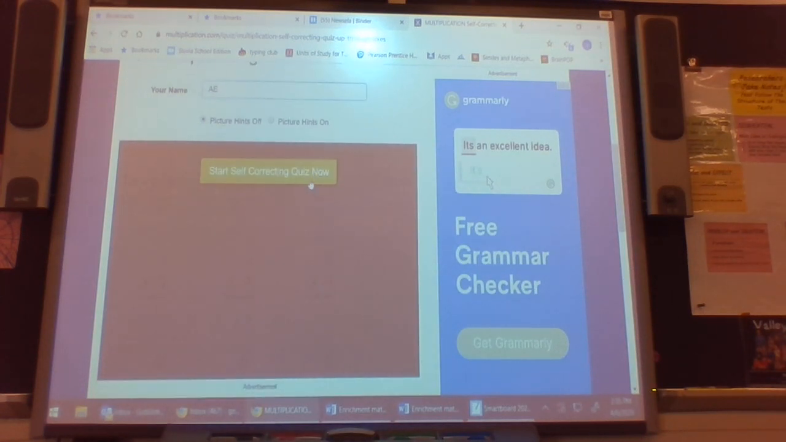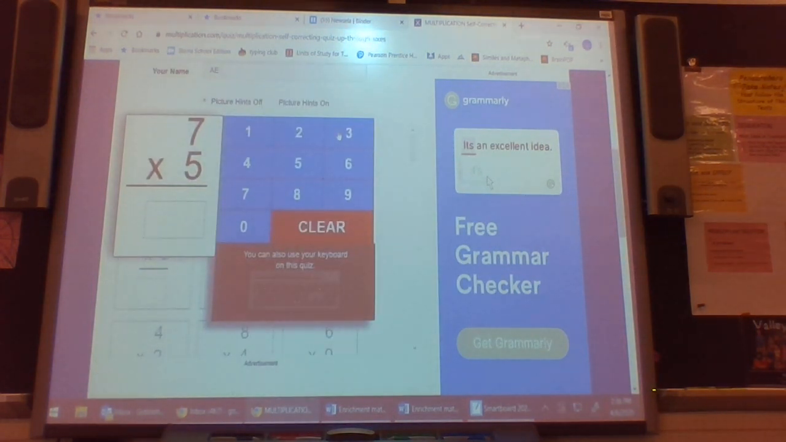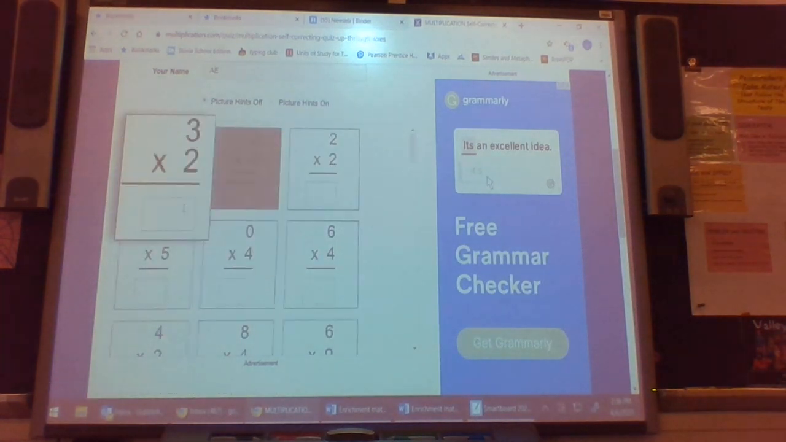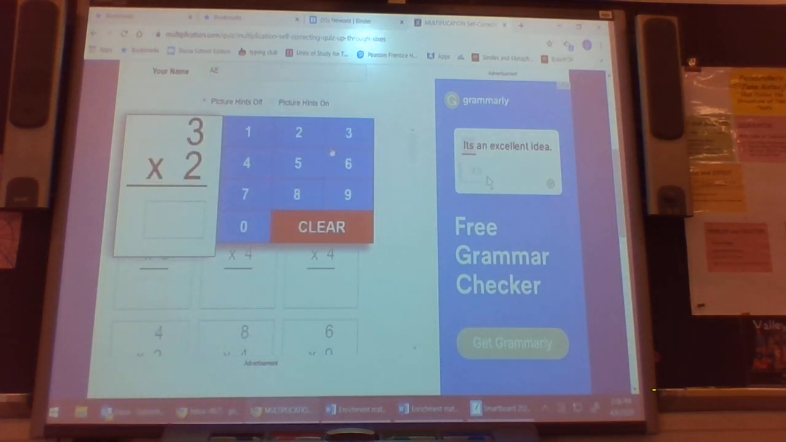When you start the quiz, it also will start timing you. So remember, you're just going to try to beat yourself. Try your best. Use your strategies. You have loops and groups, counting, skip counting, to help you solve your problems. Use other facts that you know. When you finish, it'll grade it for you, and it'll tell you how many you got correct, and it will also tell you the time that you did it in. Okay, so here's a little start of what it might look like. It'll pop up, and then you will type in the answer, and then it brings the next one up for you.